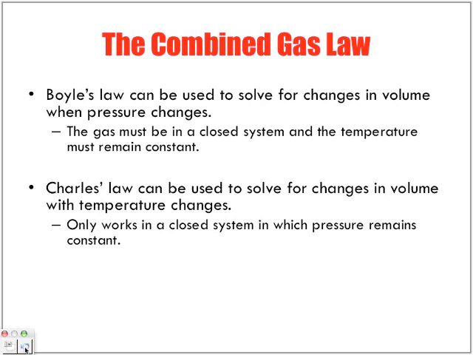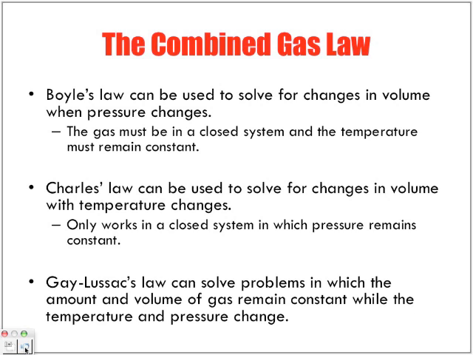So keep in mind that they all have that one constant. In Charles' law, pressure. In Boyle's law, it was temperature. Remember that whenever we're dealing with temperature, we're always using the Kelvin scale. And Gay-Lussac's law can solve problems in which the amount and volume of gas remain constant while the temperature and pressure change. Okay, so we're looking at all of these as closed systems.